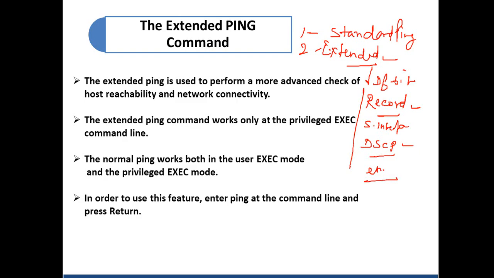So basically, the extended ping is used to perform a more advanced check of reachability and network connectivity. The extended ping command works only at the privilege exec level, whereas the normal or standard ping we can use either from the user mode or from the enable or privilege mode. In order to use this feature, enter ping at the command line and press enter.